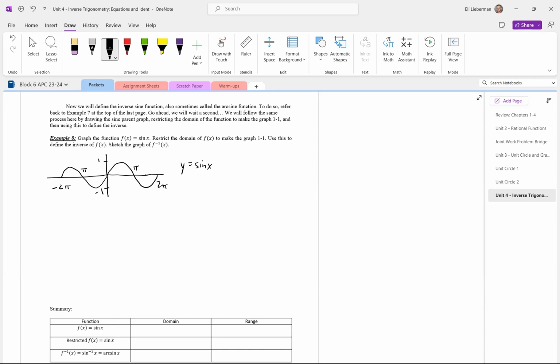But we do want to make a sine inverse function. So what I'm going to ask you to do is restrict the domain so that it is one-to-one. I'm going to tell you the rules of restricted domain for an inverse trig function. We want x values that are close to 0. And if you're choosing between positive and negative values of x, always choose positive. Discuss with your neighbor what you're going to do.